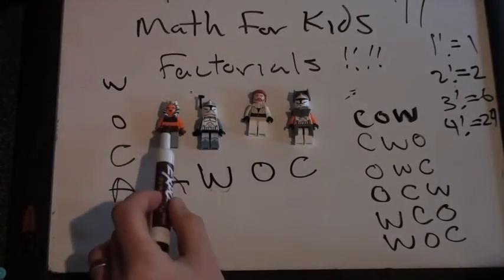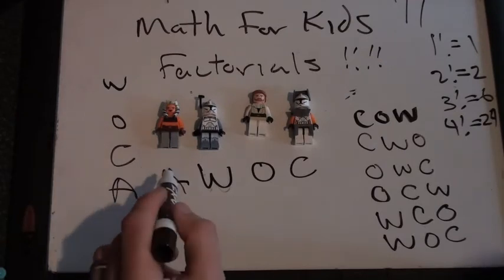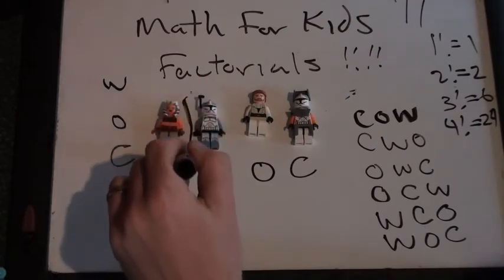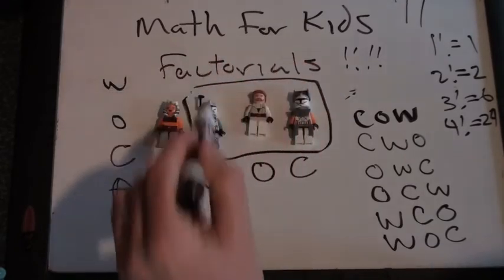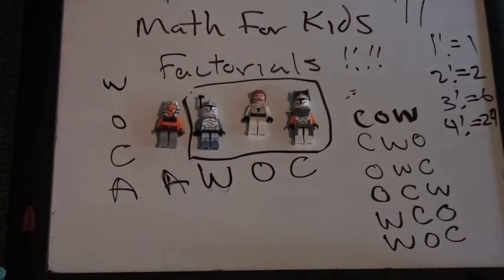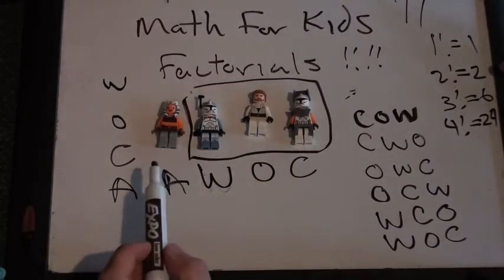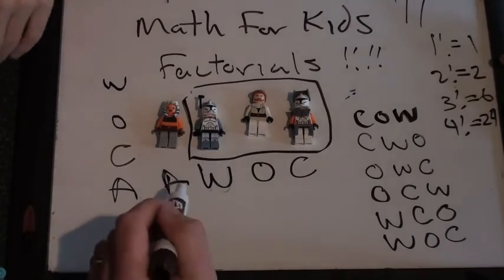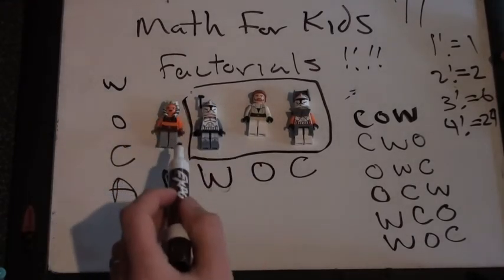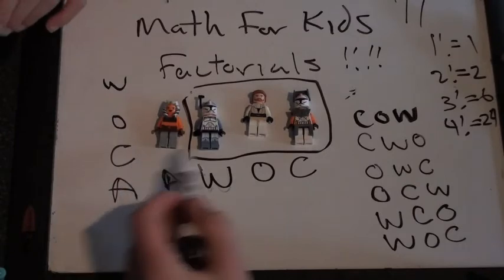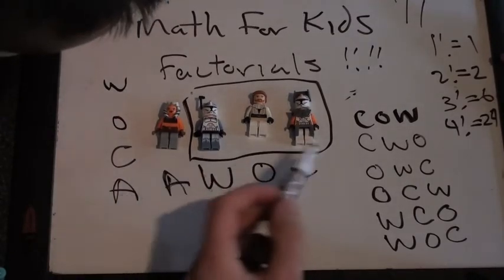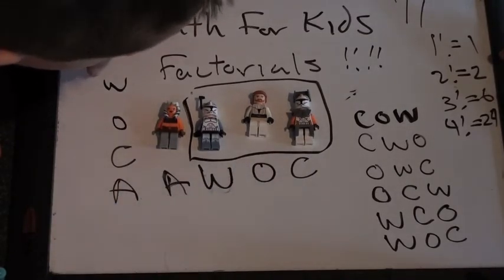If we always counted all the ways with Ahsoka being first, notice we have 3 guys. And how many ways can we arrange 3 people? We already figured that out. 6. So with Ahsoka going first, there's 6 arrangements. And with anyone else going first, there's also 6 arrangements, and there's 4 people. So we're going to have 4 times 6. But I'll just leave that as a challenge problem.